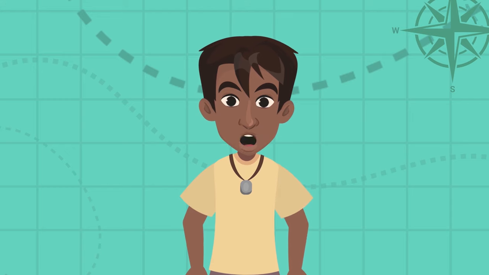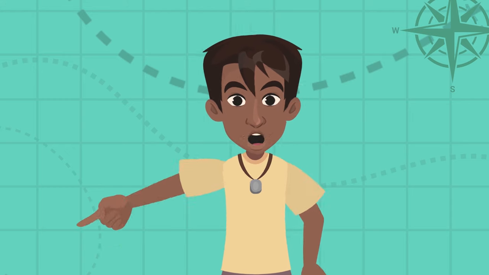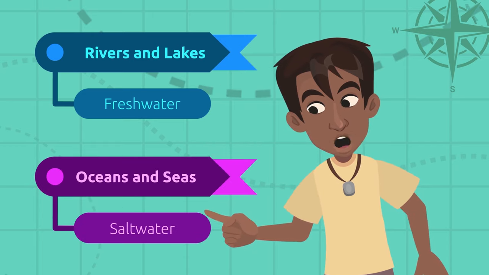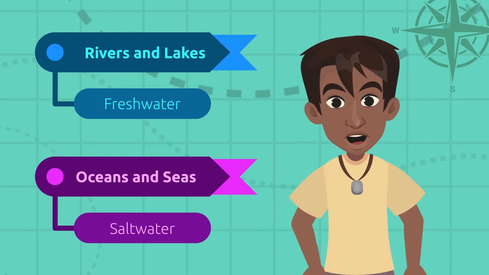Today we learned that aquatic habitats are distinguished as freshwater rivers and lakes and saltwater oceans and seas. That was all about habitats.